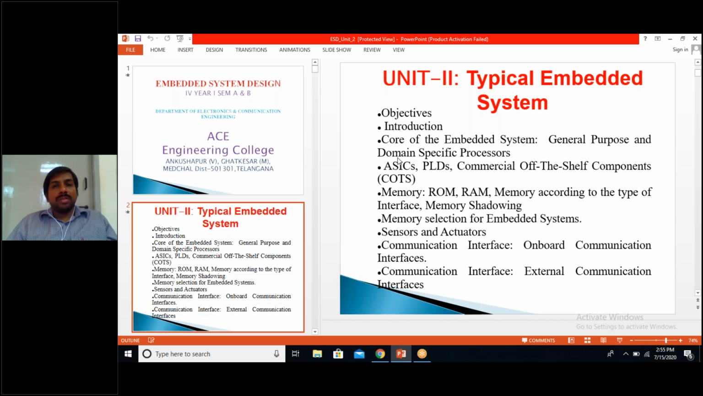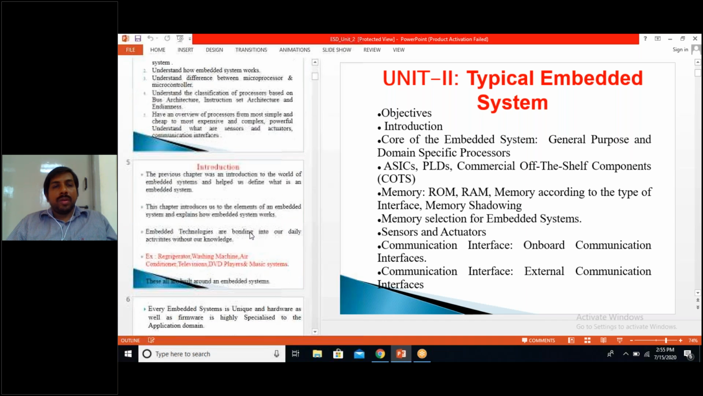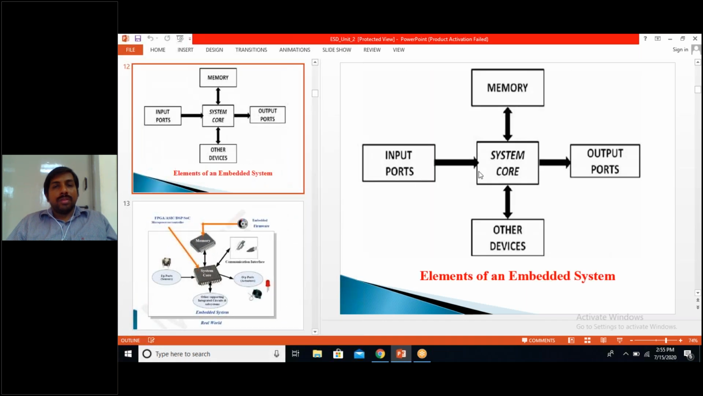Under general purpose processors, the core of the embedded system can be a processor, microprocessor, microcontroller, or digital signal processor, or it can be an ASIC, application specific integrated circuit, or a PLD, programmable logic device. It can be a programmable ROM, programmable PLA (programmable logic array), or PAL (programmable array logic). This is a simple PLD. You can design it as a complex PLD, CPLD, or go for another architecture, FPGA.